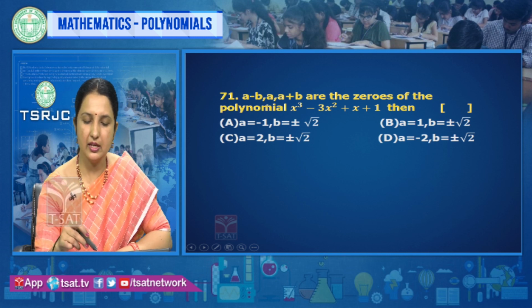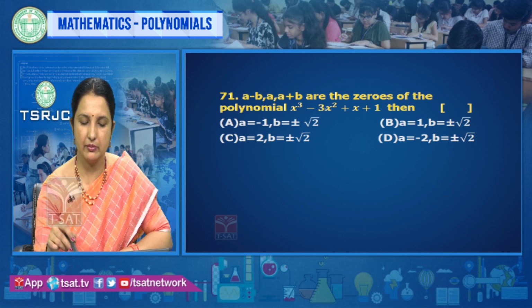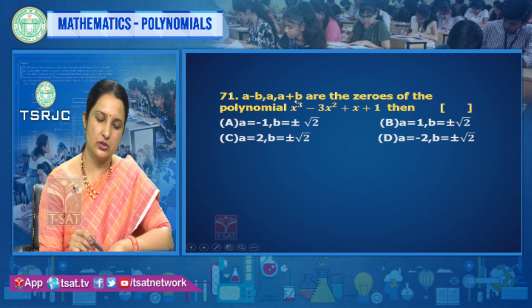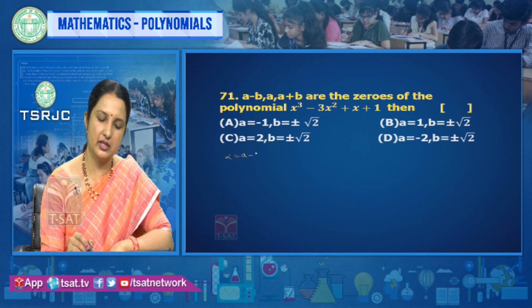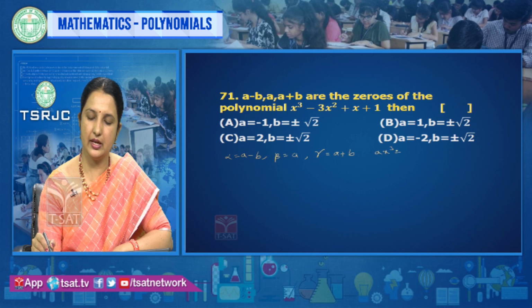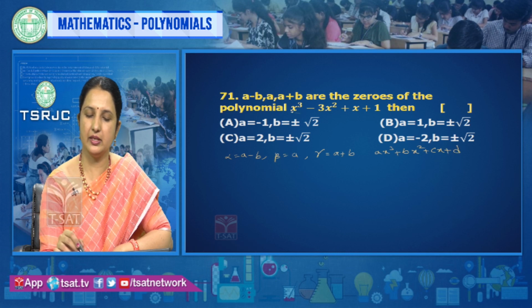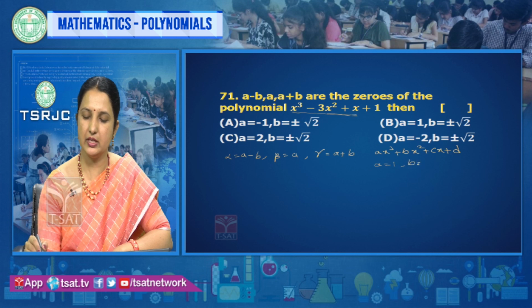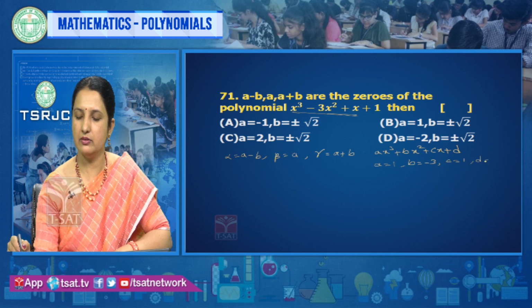Next, a minus b, a, a plus b are the zeros of the polynomial x cube minus 3x square plus x plus 1. So, these are the zeros. That means alpha equals a minus b, beta equals a and gamma equals a plus b. Here compare the given polynomial with ax cube plus bx square plus cx plus d. Then what are you getting? A equals 1, b equals minus 3, c equals 1 and d equals 1.